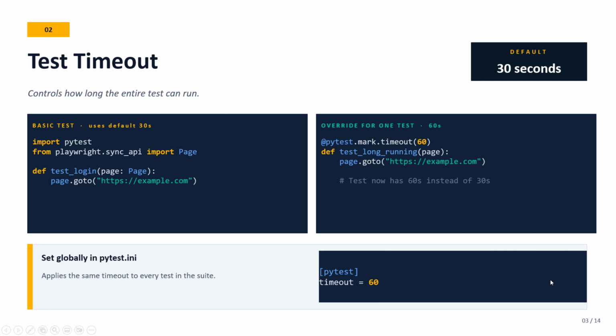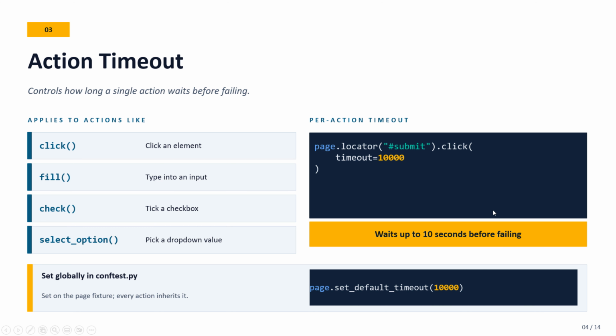Now let's talk about the action timeout. The action timeout controls how long a single action waits before failing. We have different actions like click, fill, check, select options, right? You can override this using timeout equals 10,000. So 10,000 means that for this particular click, and you see that it's written inside this click, we are focusing on this action only.